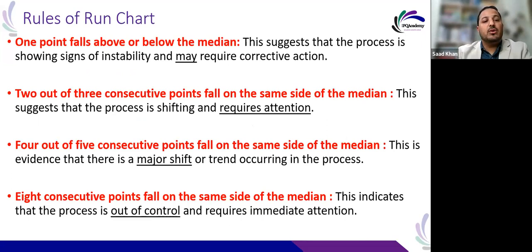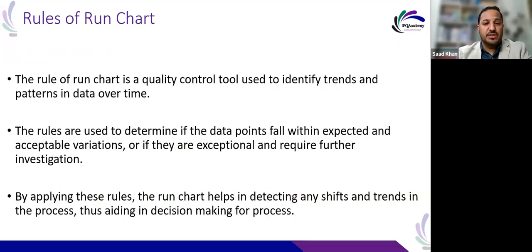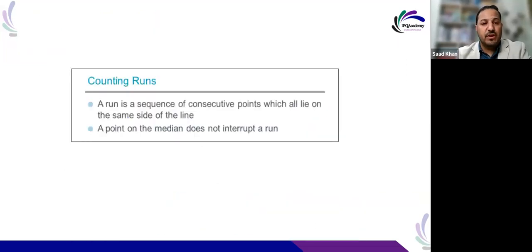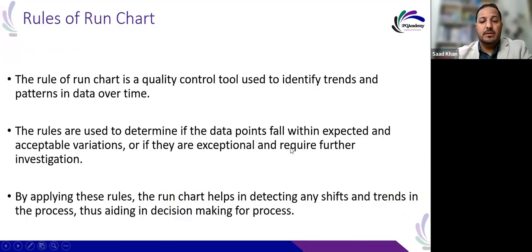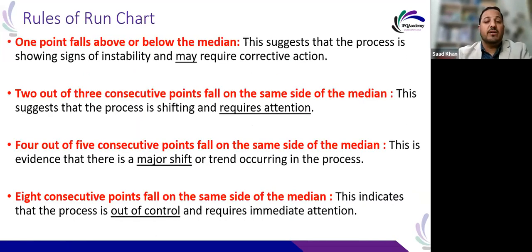If there are 2 out of 3 consecutive points that fall on the same side of the median, then this requires attention. Read between the lines. This requires attention. If you have 4 out of 5 consecutive points that fall on the same side of the median, this means a major shift. If you have 5 points, let's say 1, 2, 3, 4, 5, you can see on the right side of the chart, if you have 5 points below the median, then it will be called a major shift, and definitely you have to do something for that.